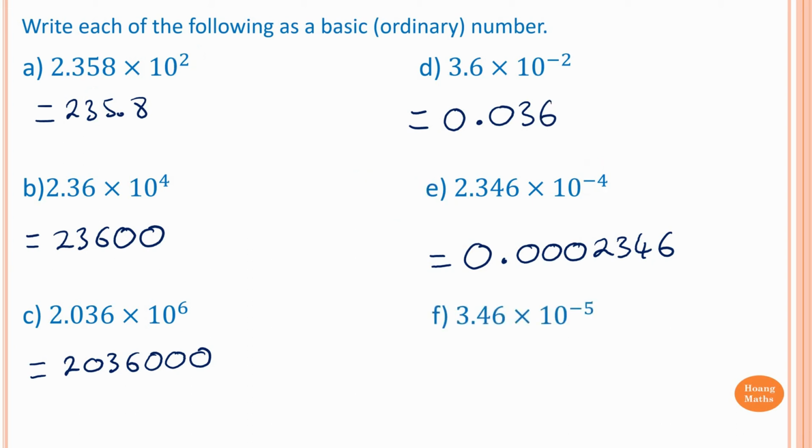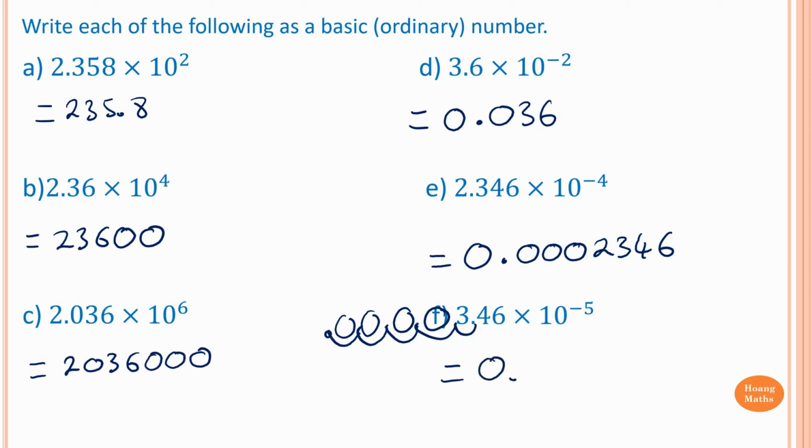Next one. 3.46 times 10 to the power of negative 5. So what we do is we know that the number gets smaller. So we just move 1 to the right and then add a 0. So move another 1, become 2. Add 0, put 3, 4, 5. So that means this will give me 1, 2, 3, 4, 0.